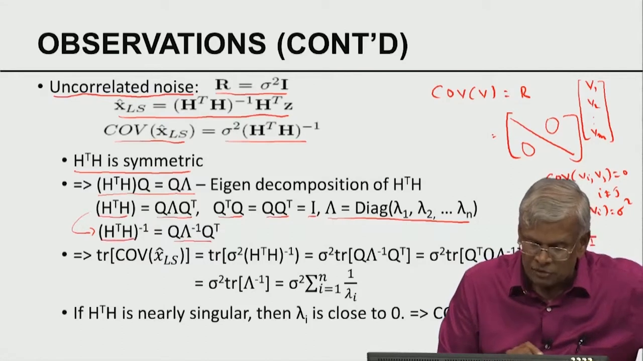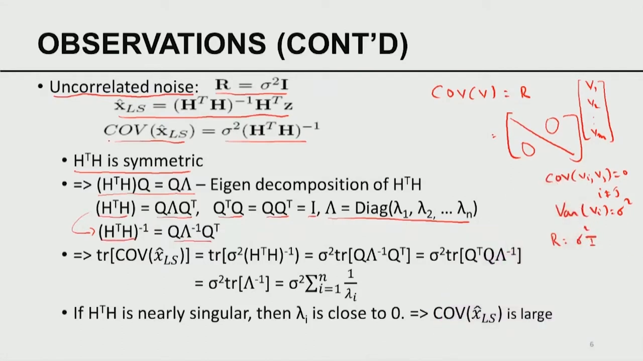Why am I interested in the H transpose H inverse? Because H transpose H inverse is a matrix that relates to the covariance of the least square estimate. Now if I consider a covariance matrix, the diagonal elements are all variances of the different components. So I am now going to compute the trace of the covariance of the estimate. Please remember, we already talked about trace. The trace of a matrix is equal to the sum of the diagonal elements. When the matrix is a covariance matrix, the diagonal elements are all related to variance. So the trace of a covariance matrix gives you the total variance in the components of the estimate.